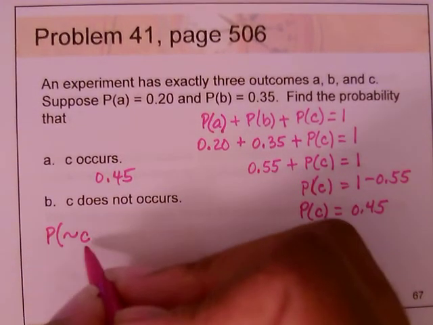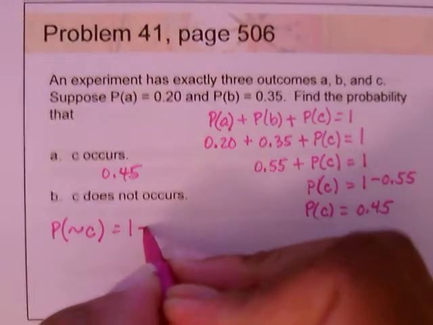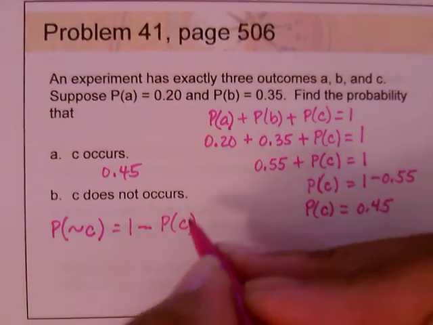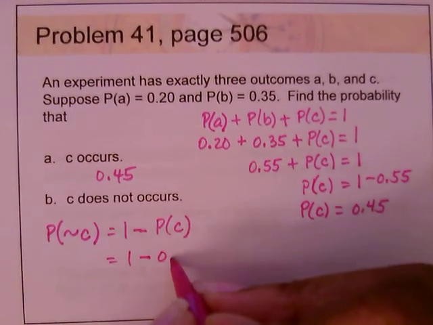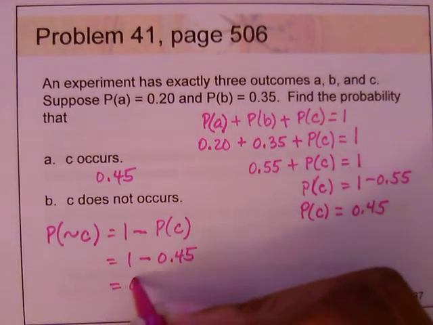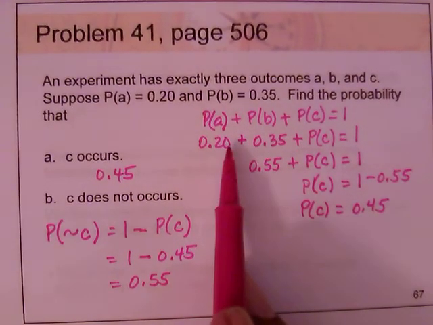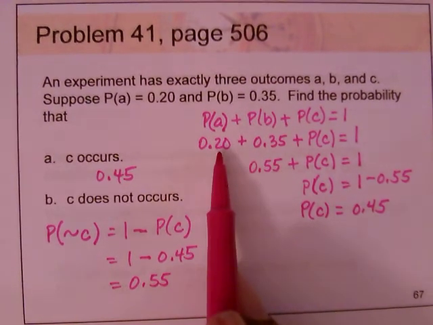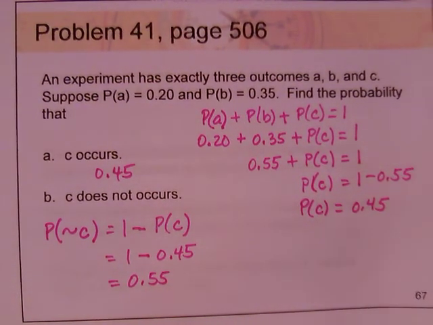I'm going to use its notation, not C. That would be 1 minus the probability that event C occurs. So in this case here, 1 minus 0.45, which will be 0.55. That's similar to the sum of the probability of event A and B occurring, or just say A or B occurring. Okay. So that's how we deal with the complement of events.